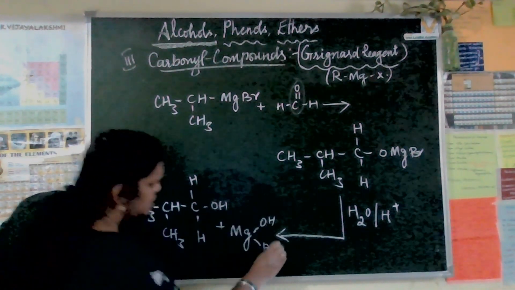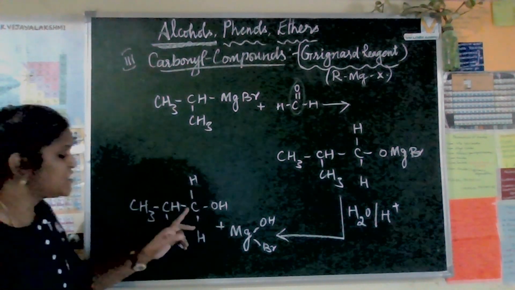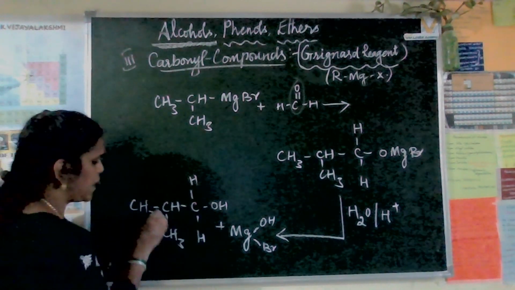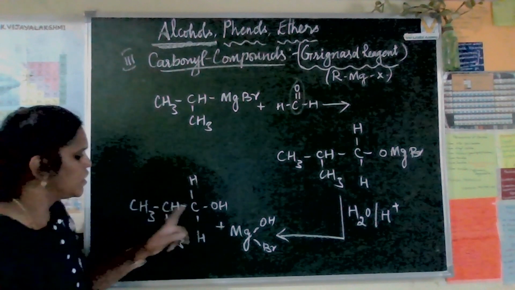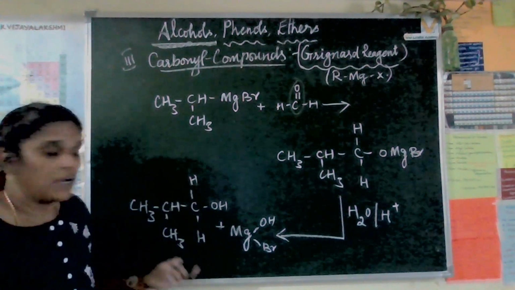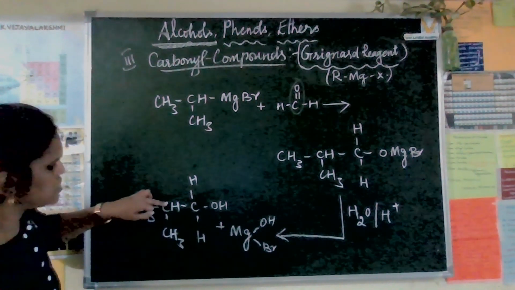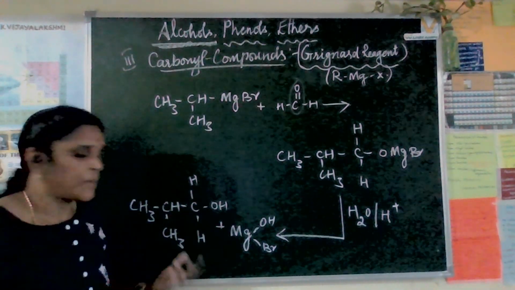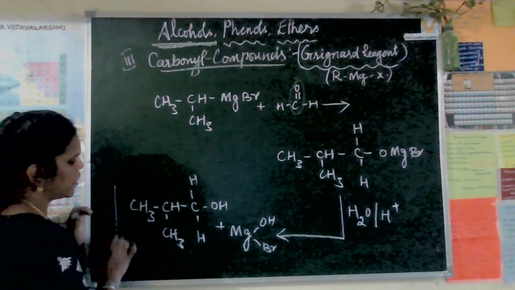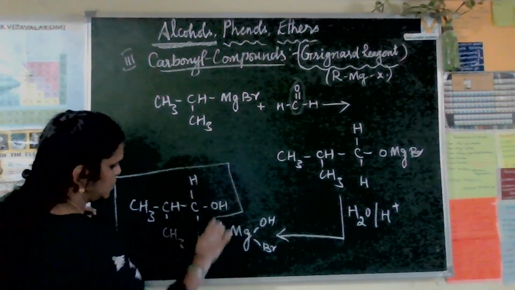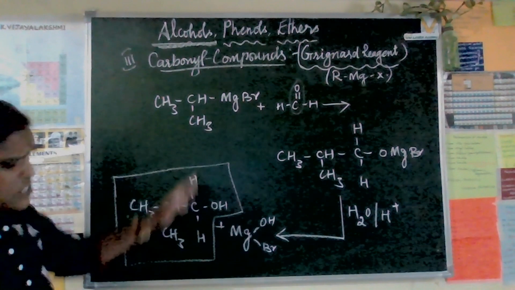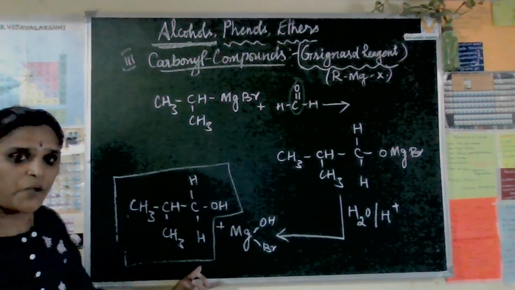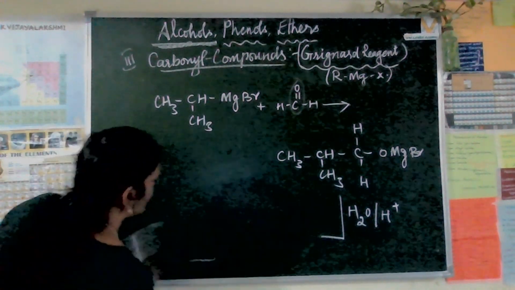Whenever you are writing, check whether each carbon is attached with four bonds. Now 1, 2, 3 along with hydrogen 4, and here 1, 2, 3, 4. So CH3, CH3, CH2, OH. This is isopropyl alcohol. Hope you're clear with it. Now one more, cyclohexyl. We can do cyclohexyl also. I'll go for another example.